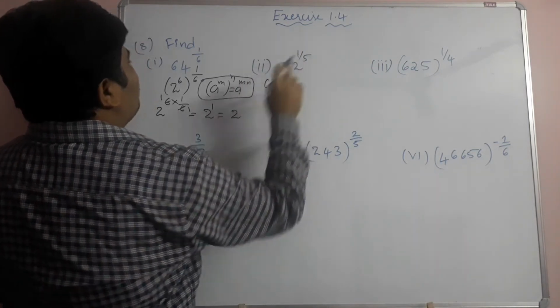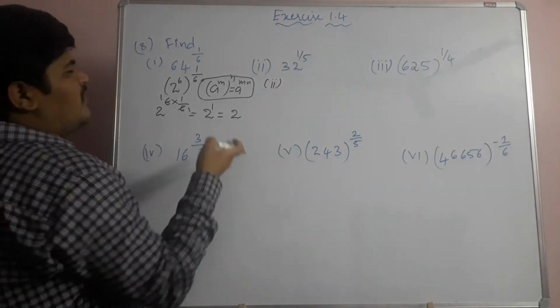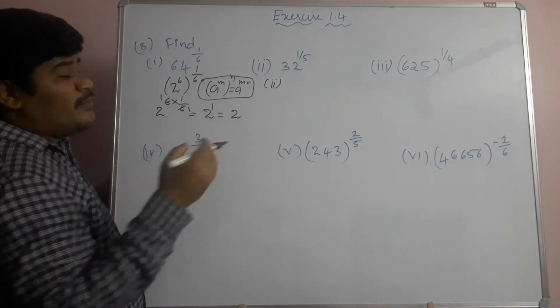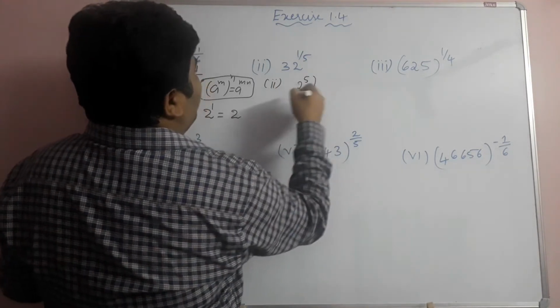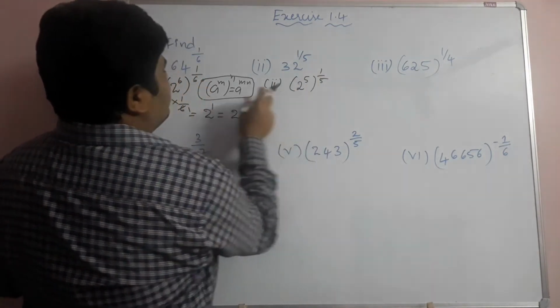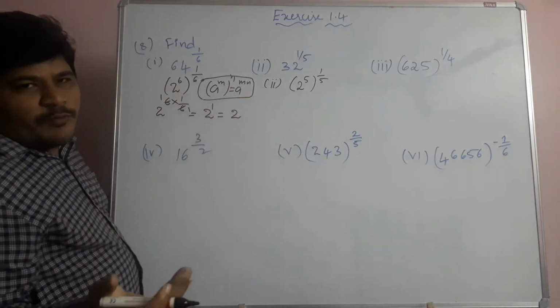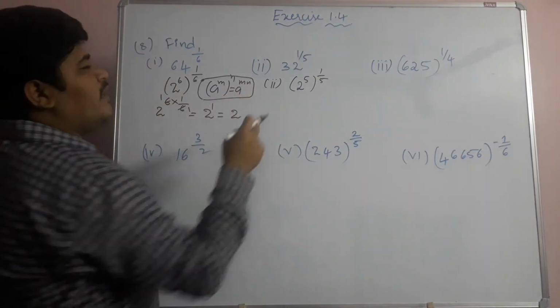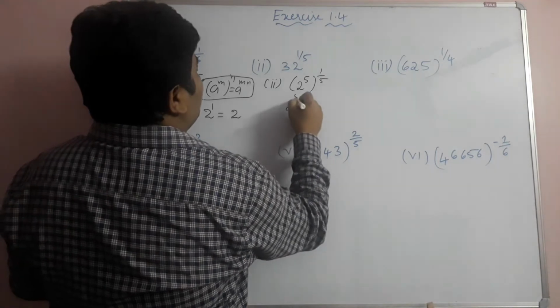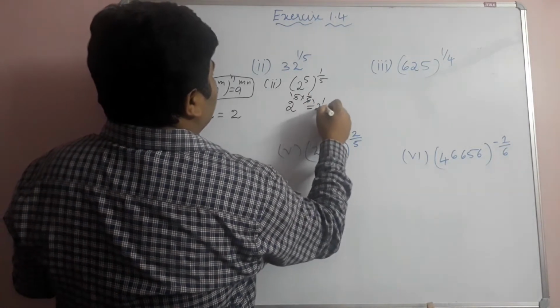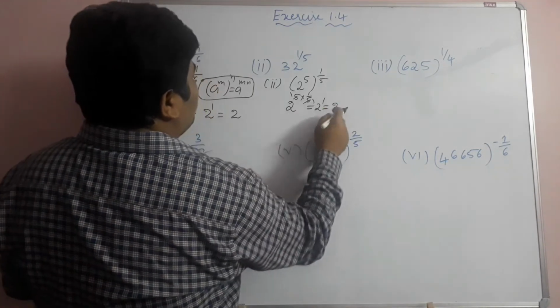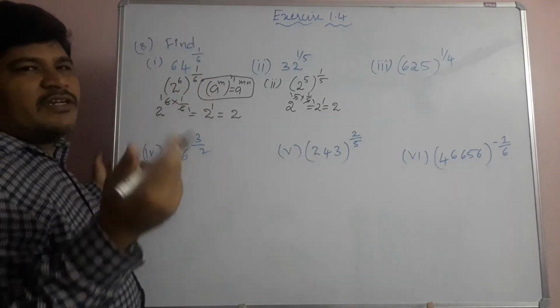32 to the power of 1 by 5 is there. So students, we already checked: 32 can be written as 2 to the power of 5. So 2 to the power of 5 whole to the power of 1 by 5. Same formula, a power m whole power n is a power m into n. So here you can write it as 2 to the power of 5 into 1 by 5. 5 ones are 5, 5 ones are 5. So which gives you 2 to the power of 1, which is 2. 2 raised to power 1, that is 2 only.